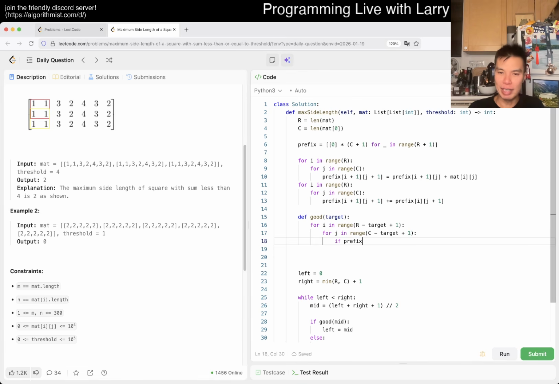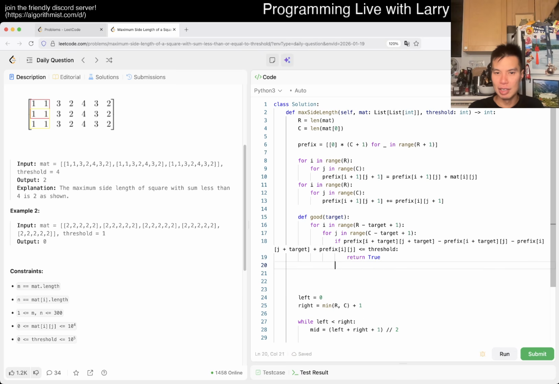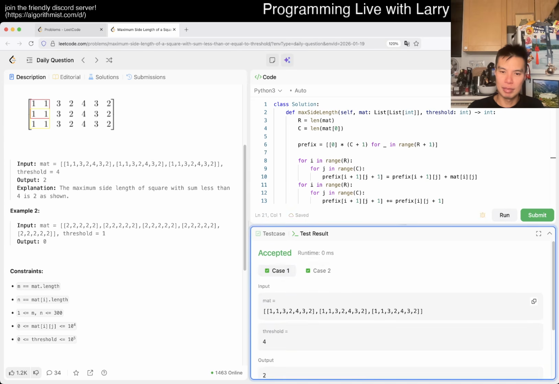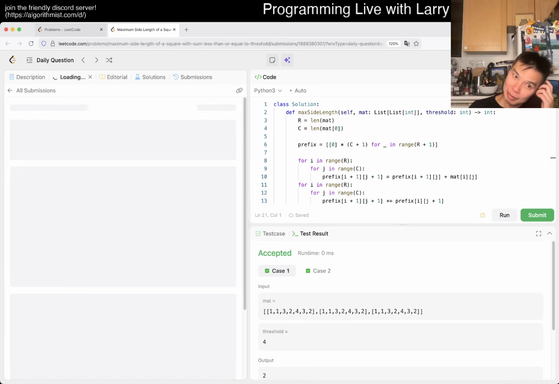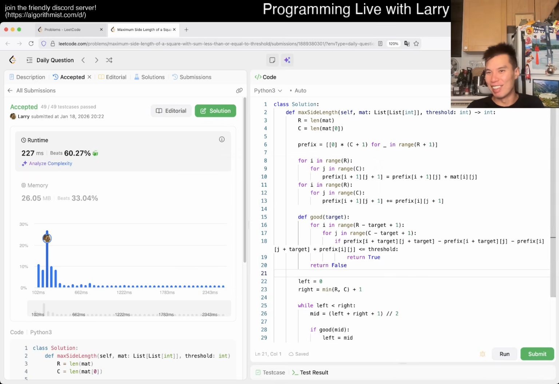Okay, so now we have prefix of i plus target, j plus target, minus prefix of i plus target, j, minus prefix of i, j plus target, plus prefix of i, j, right? So if this is less than or equal to the threshold, then we return true. Otherwise, we return false, and we are less happy. Okay, looks okay. Let's give a quick submit. Hopefully I didn't make a silly mistake. Yeah, sometimes even Larry gets it right without making a mistake, which is nice.